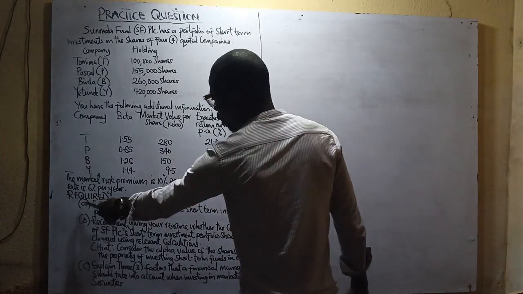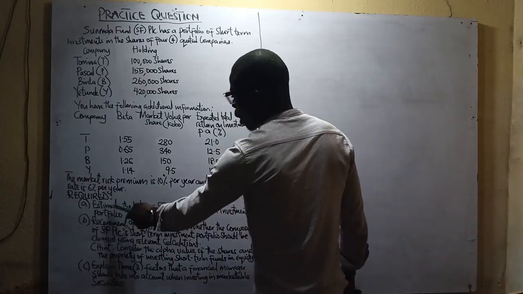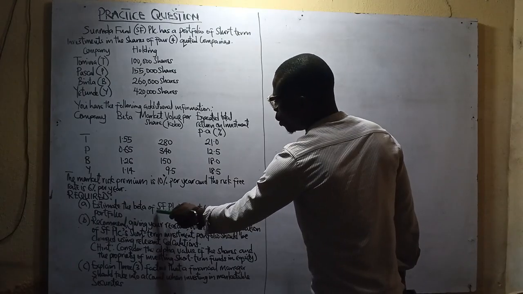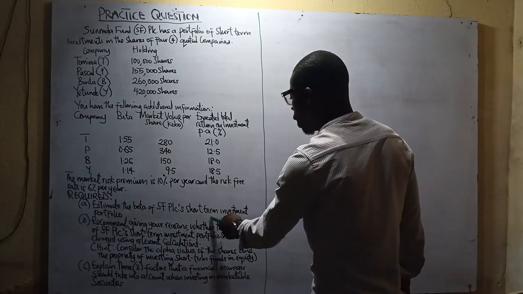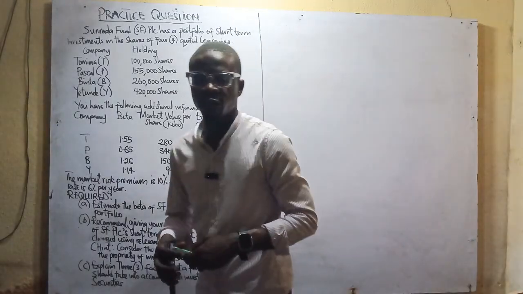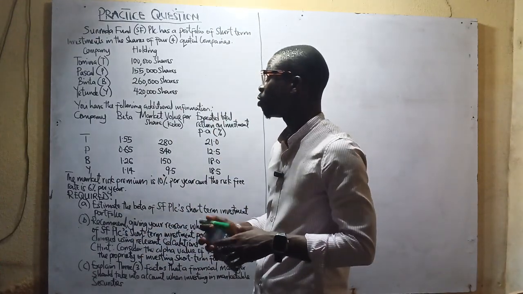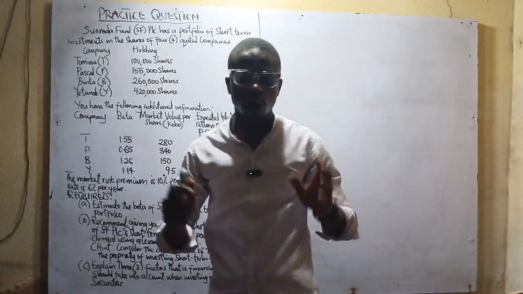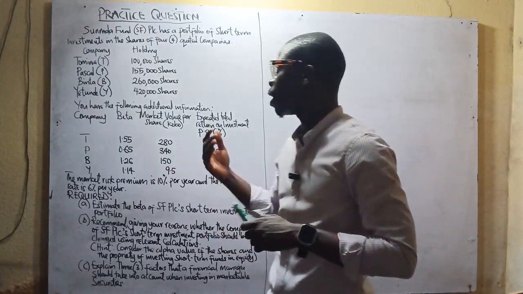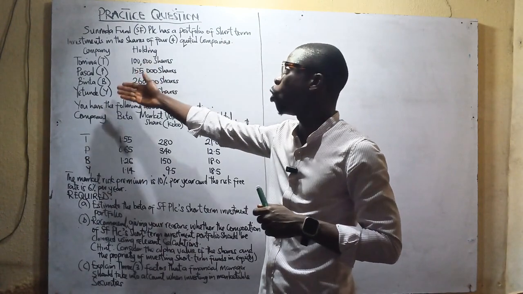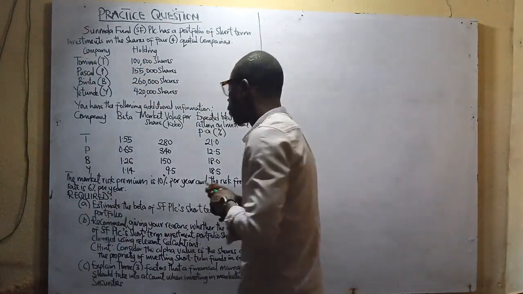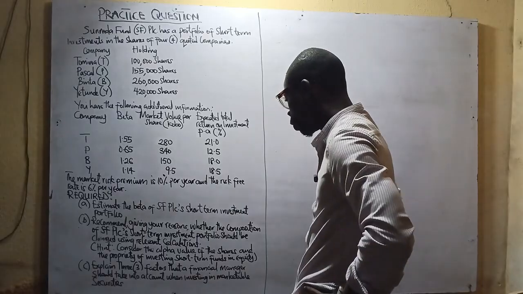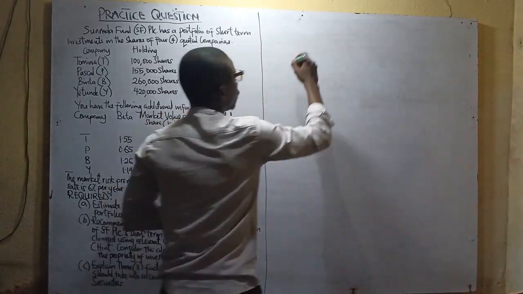This is the question now. We have A, estimate the beta of Sumola Funds PSC short-term investment portfolio. So the company has decided to invest in short-term investment portfolios. They have decided to invest in the shares of 4 companies. So the first requirement says that we should estimate the beta of Sumola Funds PSC short-term investment portfolio. So let's calculate that for A.